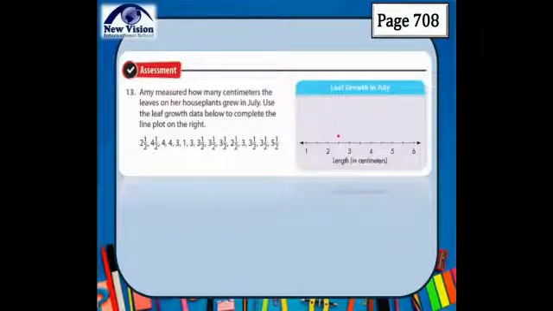So first we have 2 and a half, 4 and a half, 4, 4, 3, 1, 3, 3, 3 and a half, 3 and a half, 3 and a half, 3 and a half, 2 and a half, 3, 3 and a half, 3 and a half, and 5 and a half.